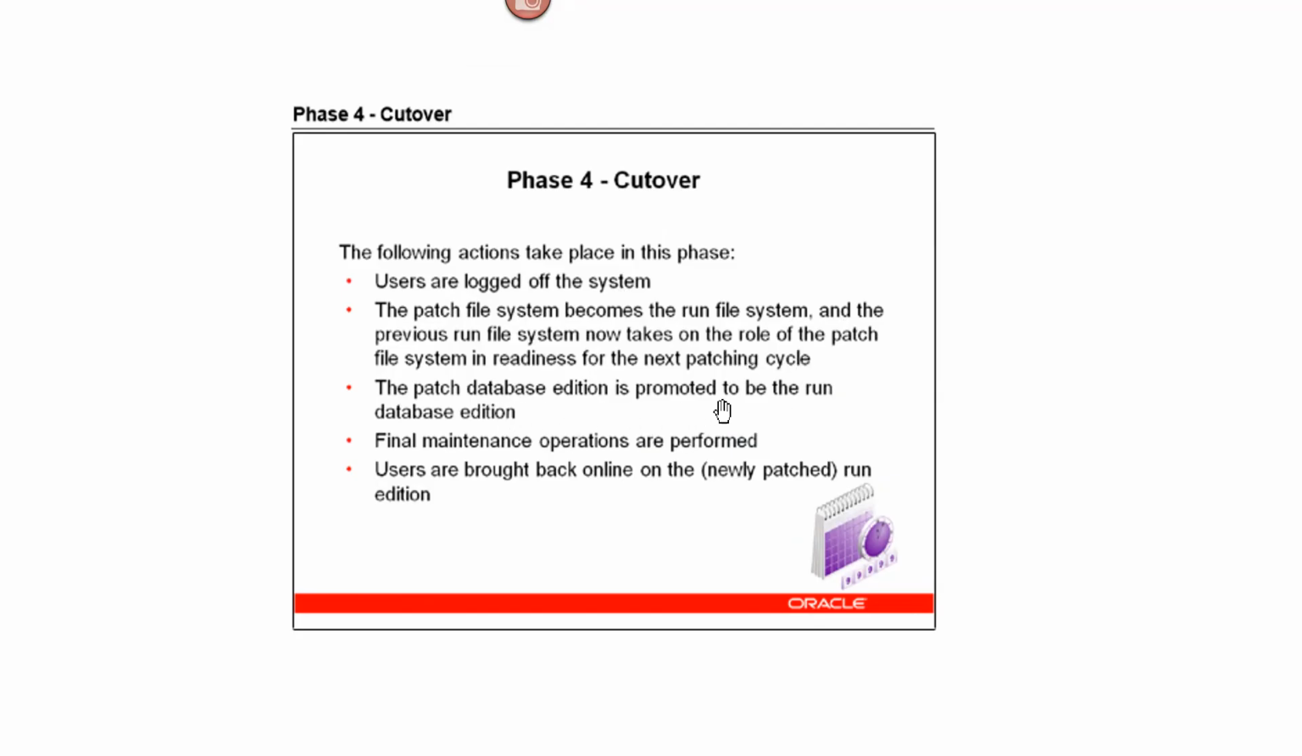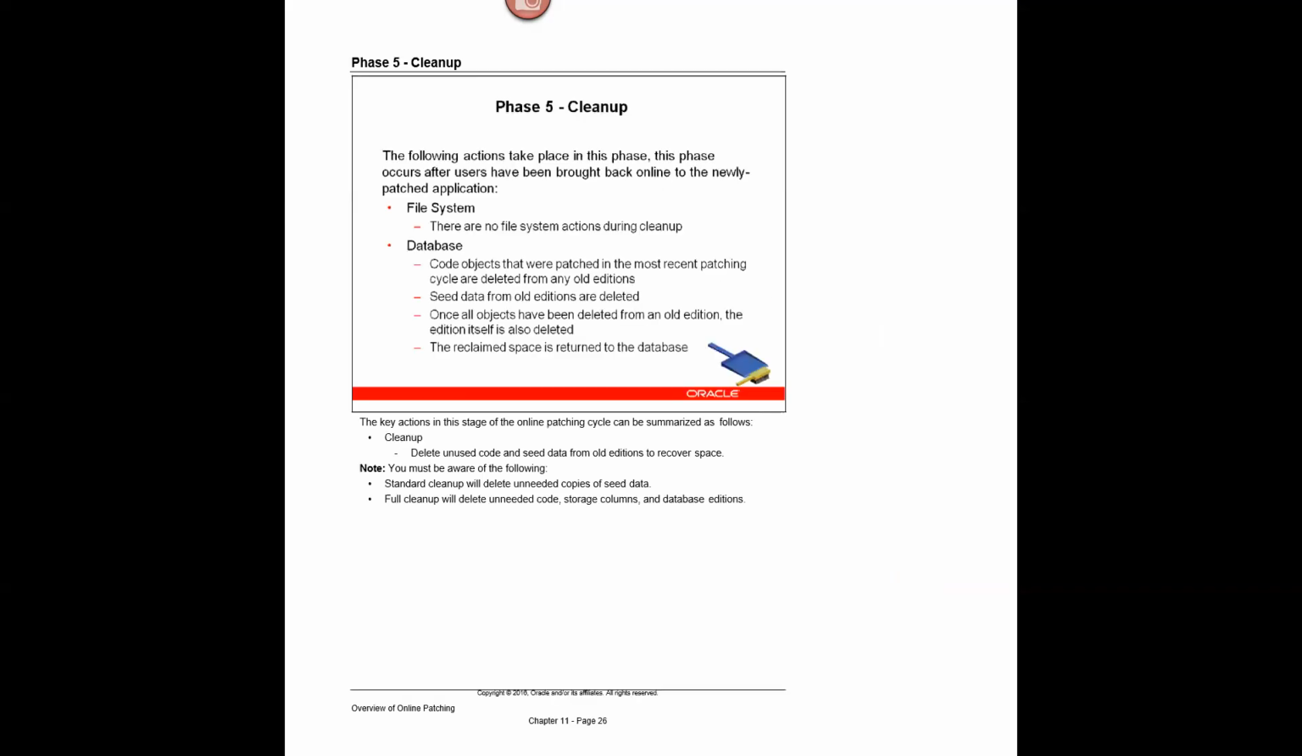The patch edition is promoted to be the run edition. Final maintenance operations are performed. Users are brought back online on the newly patched run edition. So this is the place where both the run edition and the patch file system change roles.